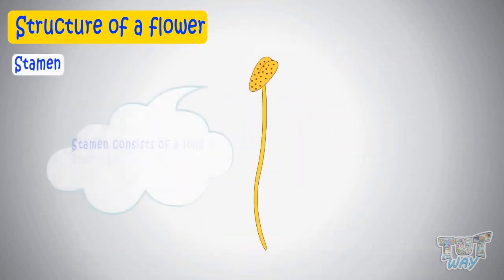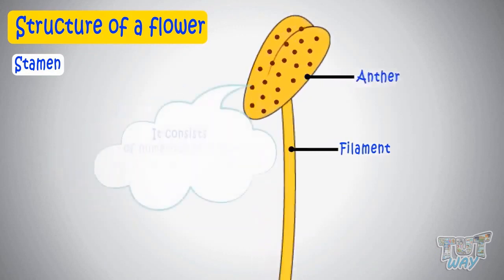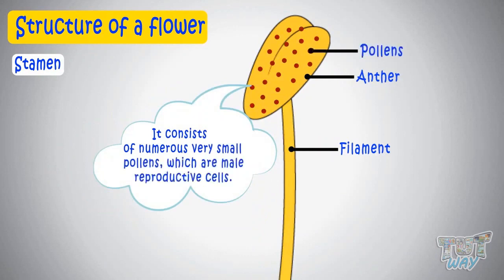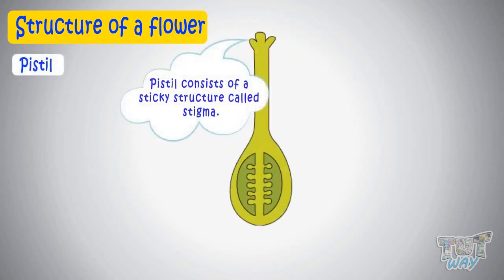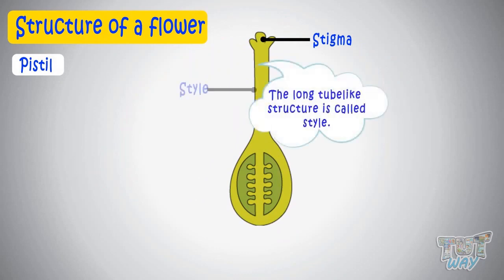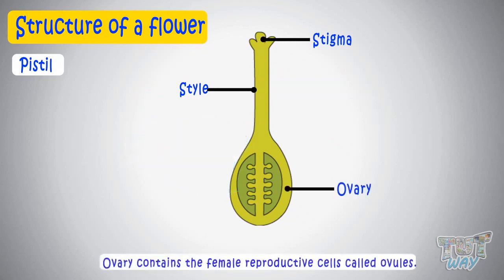Stamen consists of a long stalk called filament and a swollen head called anther. It consists of numerous very small pollens, which are male reproductive cells. Pistil consists of a sticky structure called stigma, attached to a long tube-like structure called style, and style ends in a swollen part called ovary. And this ovary contains the female reproductive cells, ovules.